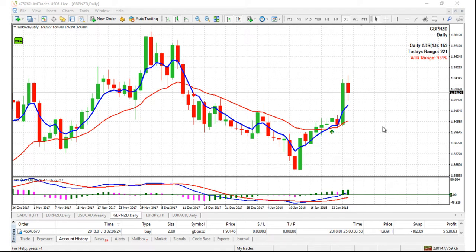I'm going to go over a trade that I made in the British pound New Zealand. Now, this is on the daily chart. I saw the 1, 2, 3 pattern formation on the daily chart, and I was playing off the daily chart, but I used the 4 hour, of course, to enter the trade. So let me just go over what I did.